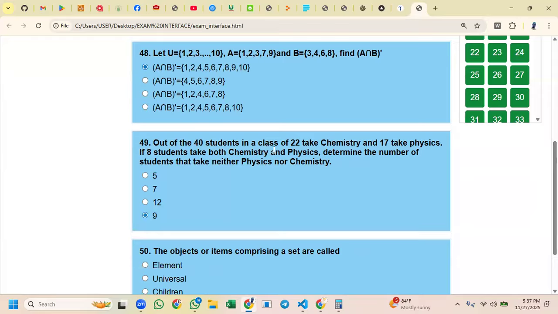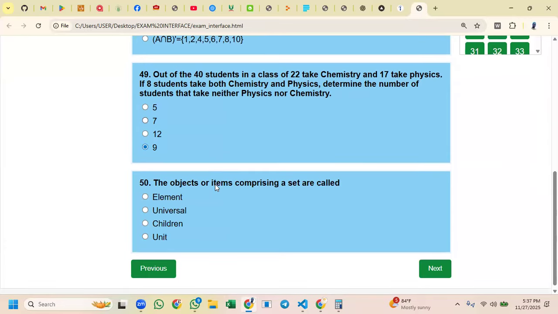Out of 40 students in the class, 22 take chemistry, blah, blah, blah. This question too is a regular customer in exam mathematics. They have several versions of it. So make sure you study this topic very well. I think the answer to this one is 9. I think this same question was in the exam itself this semester.